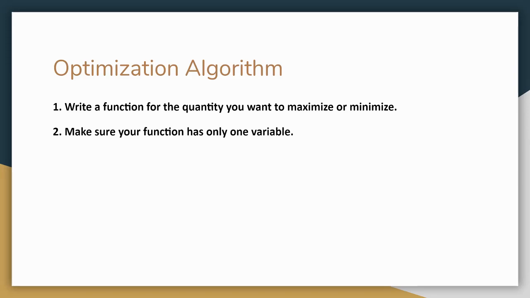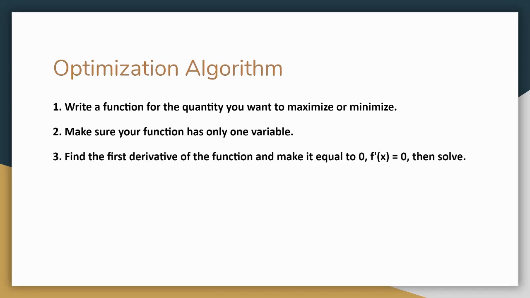If you try to solve a problem with two variables, it will be harder. So that's why we have to reduce it down to only one variable. Third, you have to find the first derivative of the function and set it equal to 0. Or else you wouldn't be able to solve for x or any variables that you have isolated.